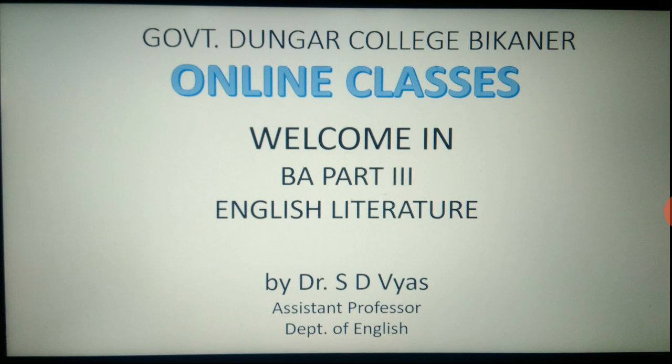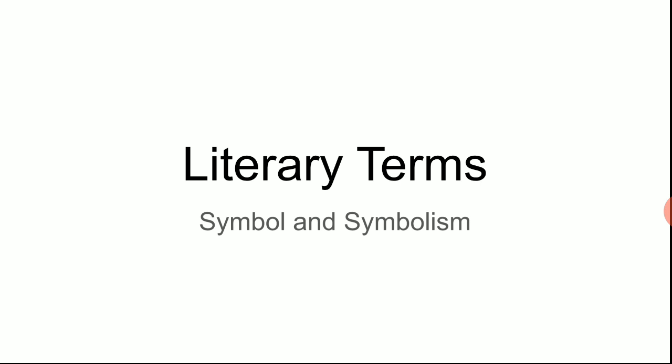We are taking the literary terms and concepts in these classes. In this class, we are taking symbol or symbolism. You know what a symbol is? A symbol is something that stands for something else. For example, rose stands for a message of friendship. It stands for love. It stands for soft feelings.